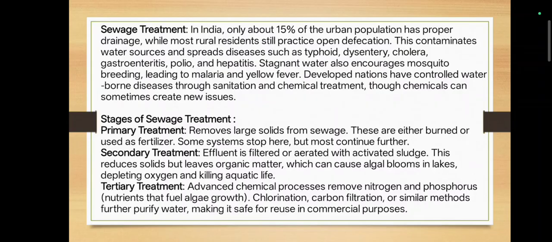Sewage treatment. In India, only about 50% of the urban population has proper drainage, while most rural residents still practice open defecation. This contaminates water sources and spreads diseases such as typhoid, dysentery, cholera, gastroenteritis, polio, and hepatitis. Stagnant water also encourages mosquito breeding, leading to malaria and yellow fever.